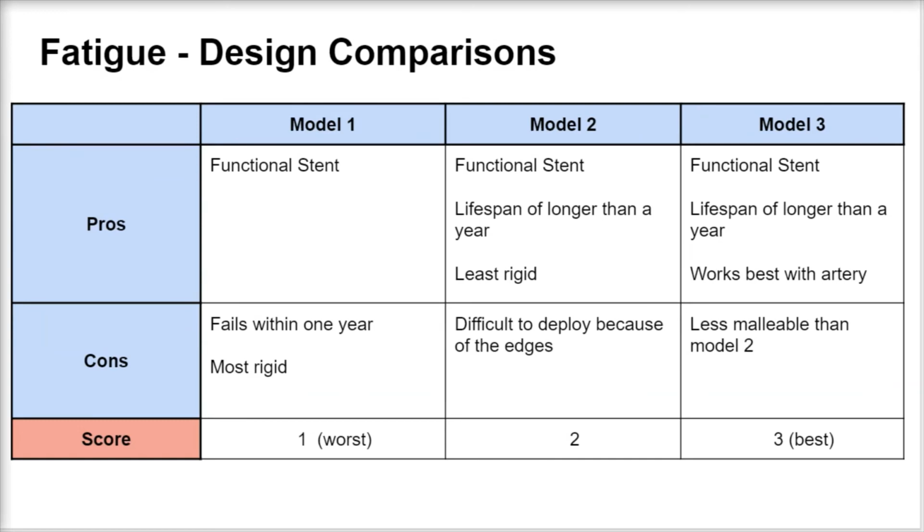After running the fatigue analyses, we discovered that Model 1 fails within the 42 million cycles, meaning that it would not last a single year within an artery. However, Models 2 and 3 are below the minimum SN curve, so they are not expected to fail within a year. Ranking our designs, Model 1 would be the worst, then Model 2, and Model 3 would be the best. Model 3 is considered the best of the designs, and its only downside is it being less malleable than Model 2. However, it is still enough to be implanted safely.